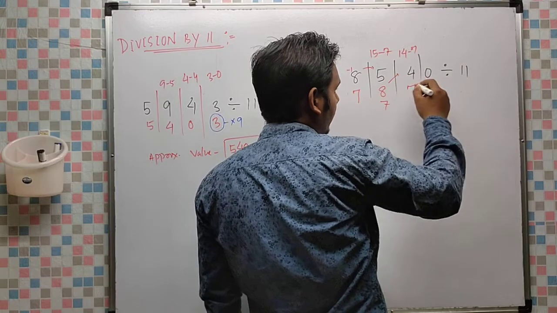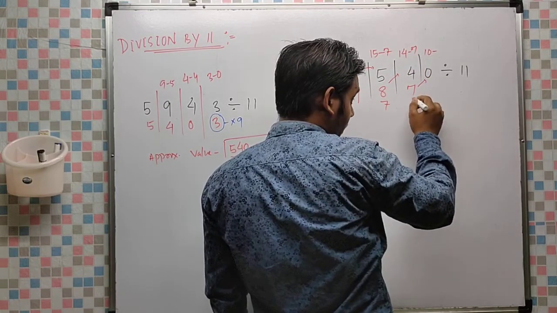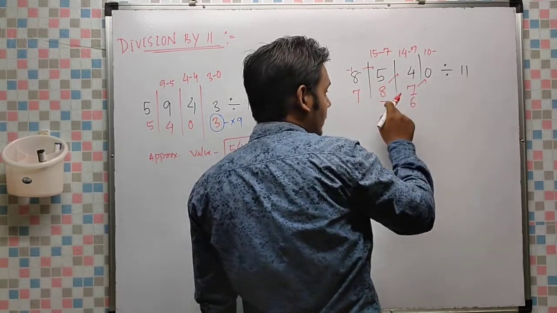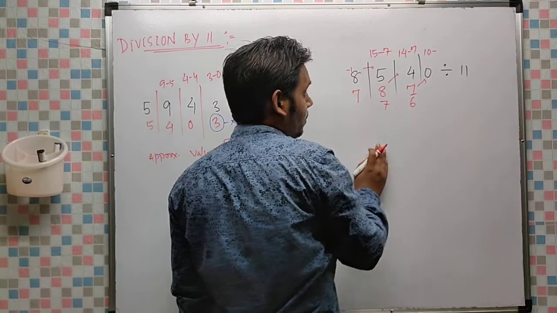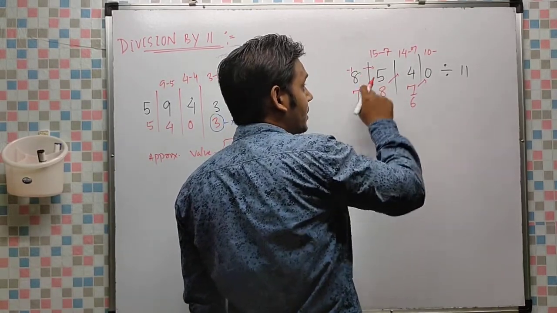But 0 is less than 7. Again I have to give 1. 10, and 10 minus this 7, which will turn to 6. Remember, whenever you are giving 1, then take the reduced value. That means here I have given 1, so 8 reduced to 7, so I subtract 7 here.